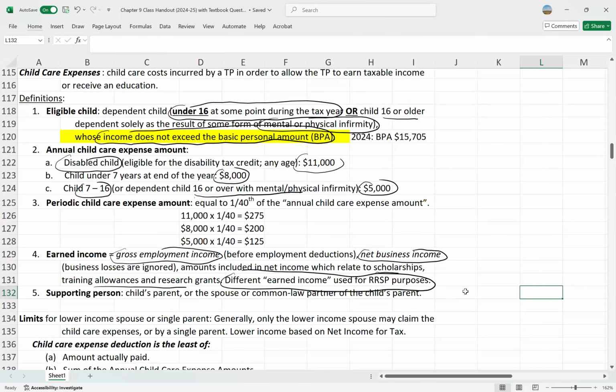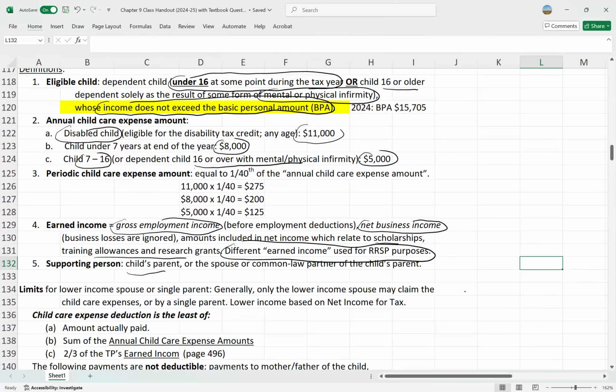And then the definition of supporting person, that's basically just the child's parent or the spouse or common law partner of the child's parents. If the child's parent is maybe divorced and they remarried, then their new spouse would also be considered a supporting person. The way that the child care expense rules work basically says that only the lower income spouse may claim child care expenses.